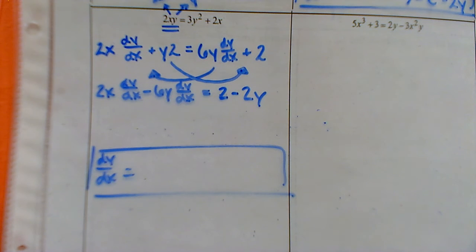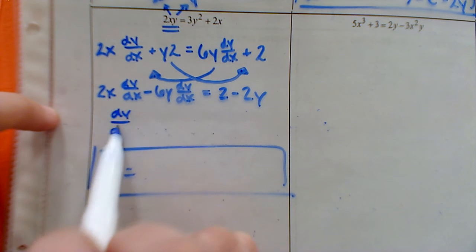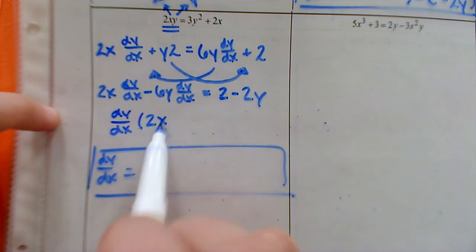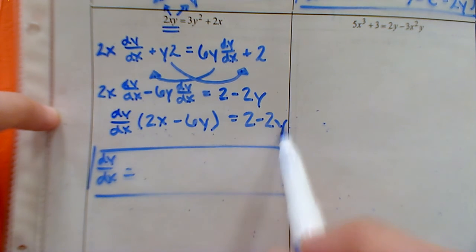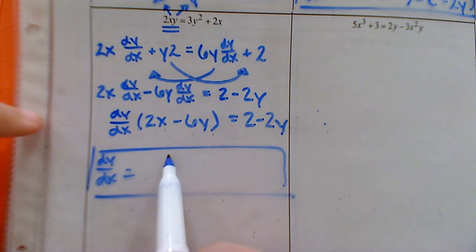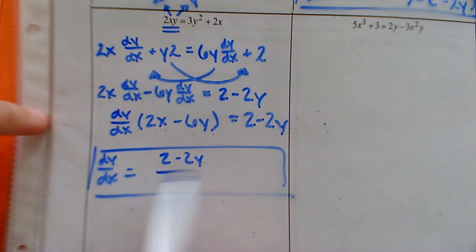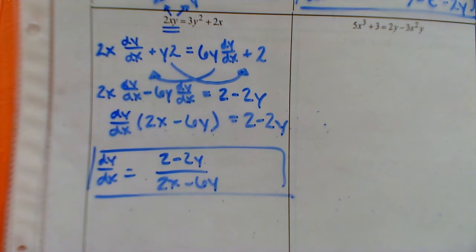Now that everything's separated, we can factor out that dy over dx derivative symbol. So we're left with 2x minus 6y. And the last thing to get the derivative all by itself? Division, yep. So 2 minus 2y over 2x minus 6y. Again, you could leave it like that.